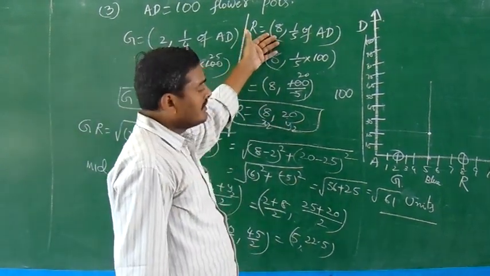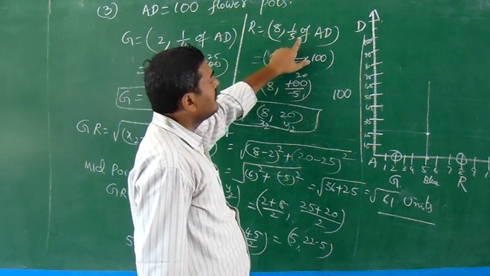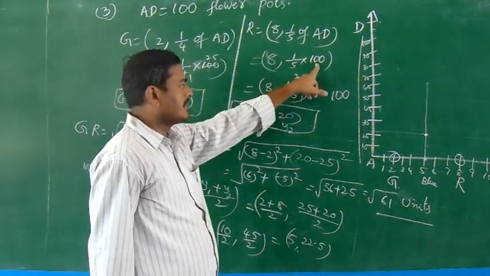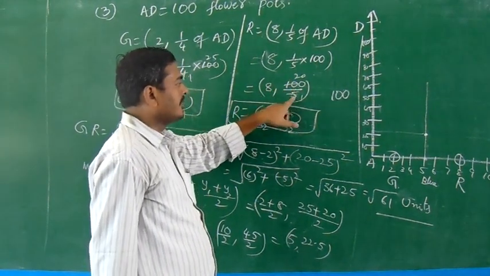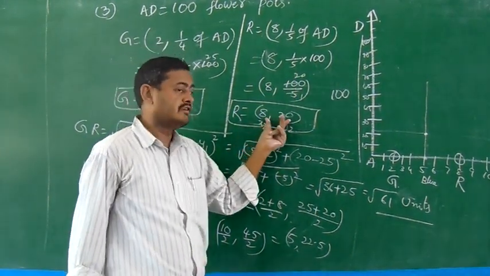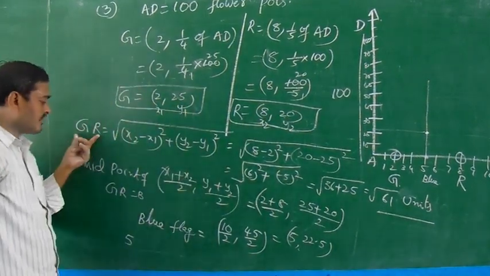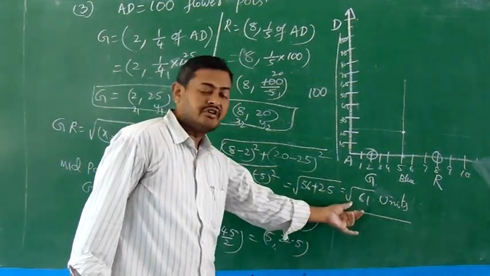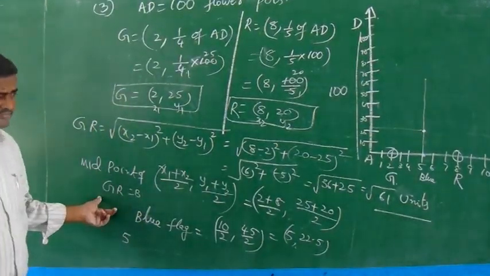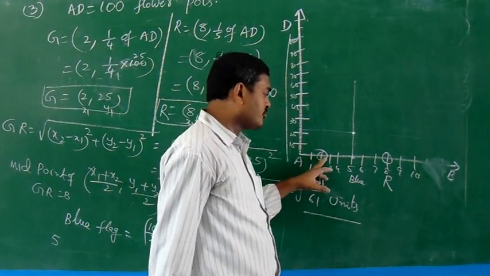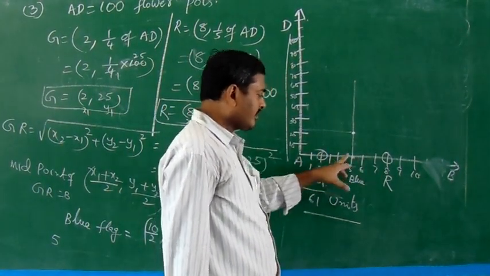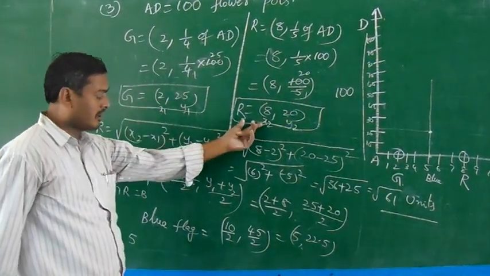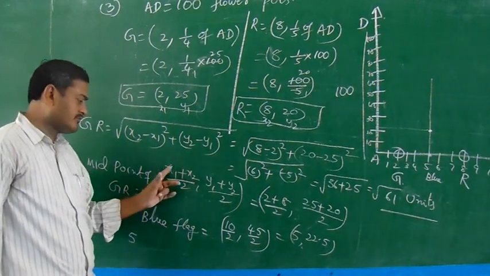Similarly, the red flag coordinates are 8 comma 1 by 5 of AD. 1 by 5 of AD means 8 comma 1 by 5 of 100. So 8 comma 100 by 5. 5 ones are 5. 8 comma 20 is the coordinates of R. Now they are asking the GR distance, root 61 units, and the GR midpoint is blue. So the blue flag will be posted in between G and R, at the midpoint of these two points G and R. So what is the formula for midpoint? X1 plus x2 by 2.